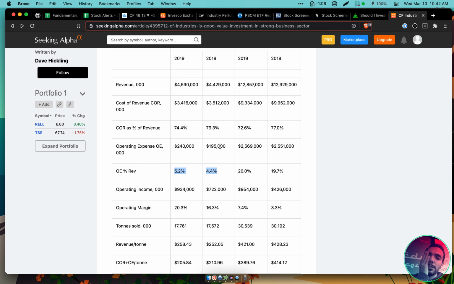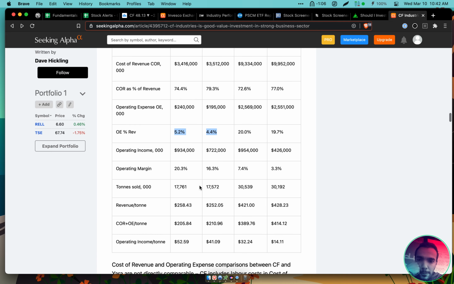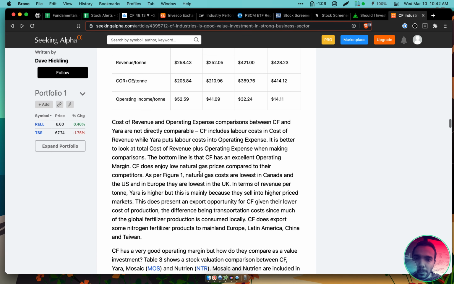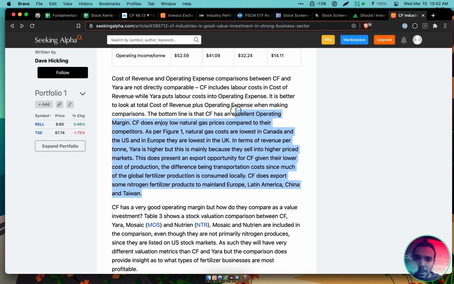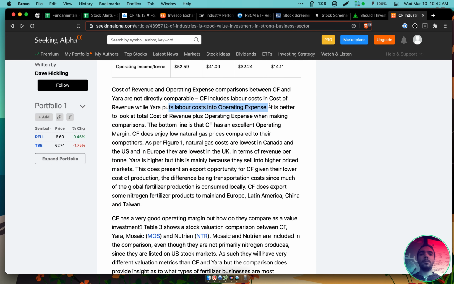Whoa. Okay. I thought operating expenses would represent your other things, like your fixed costs, right? Yeah, this would be your plants, your employees, stuff like that, right? Yara puts labor costs into operating expenses. CF includes labor costs in cost of revenue. Wow, okay. Why? That's kind of weird.